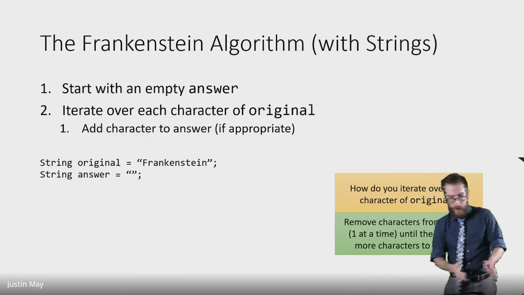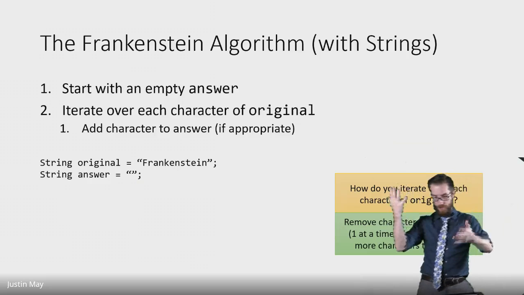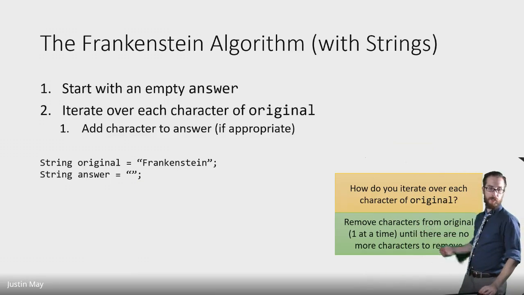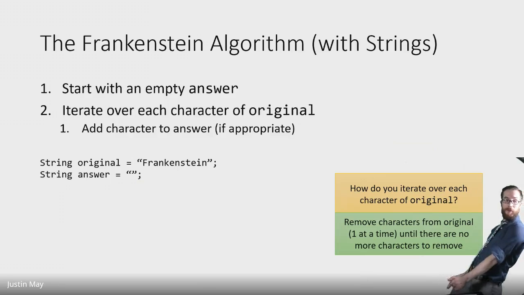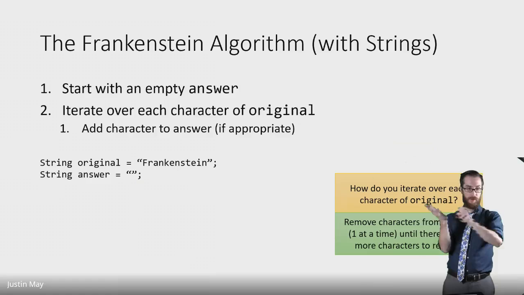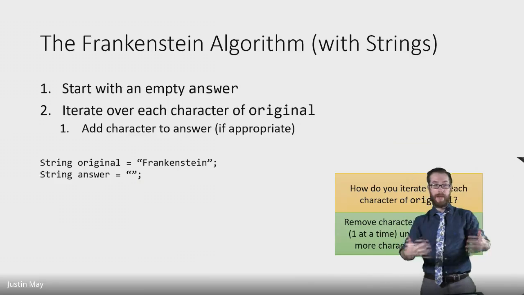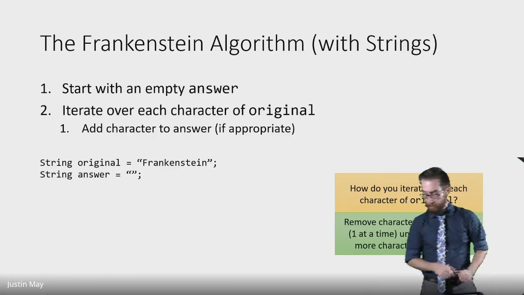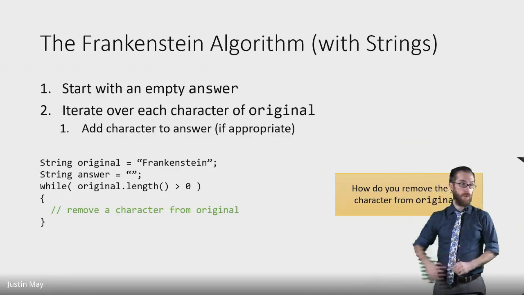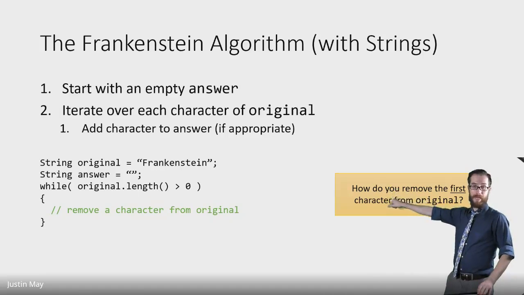So here's how we're going to do it. I mean, you know the tool. It's the thing we're learning about right now. But how we're going to do this is we're going to actually remove characters from original, one at a time. We're going to remove one character, the first character, over and over and over again, until there's no more characters to remove. Okay? So we do that. We're doing something repeatedly. We do it with a while loop. So while original.length is greater than 0.